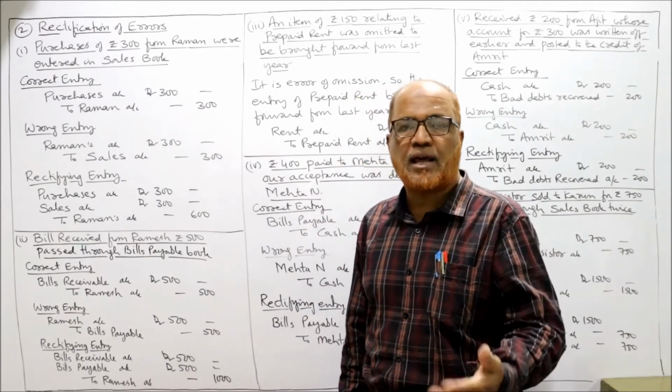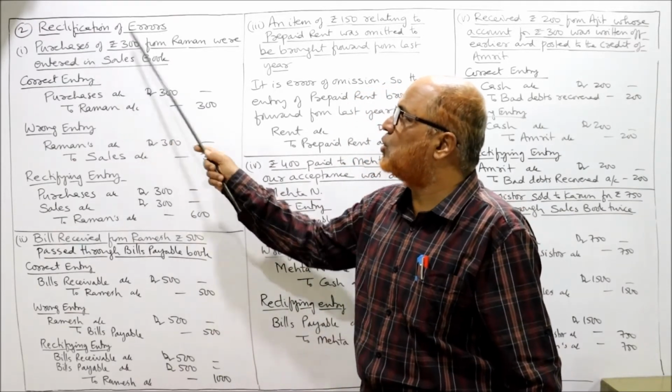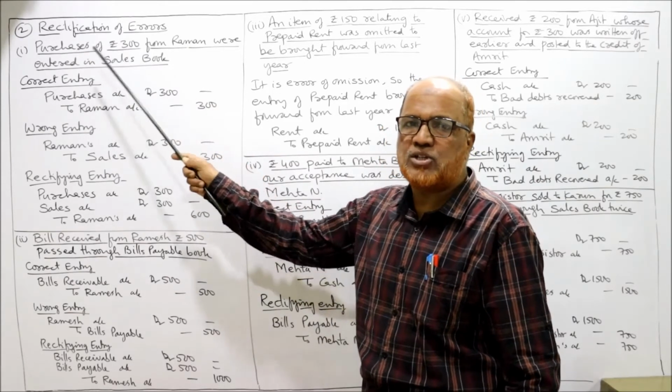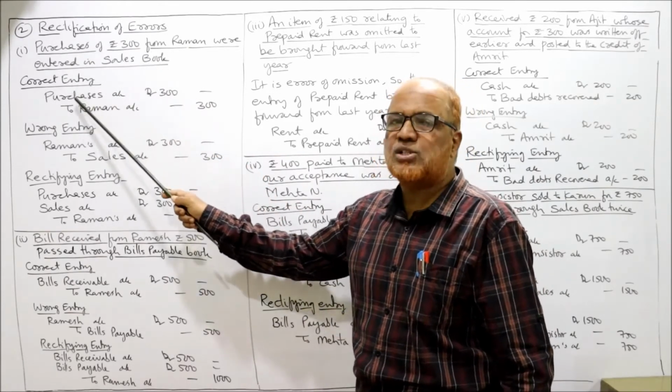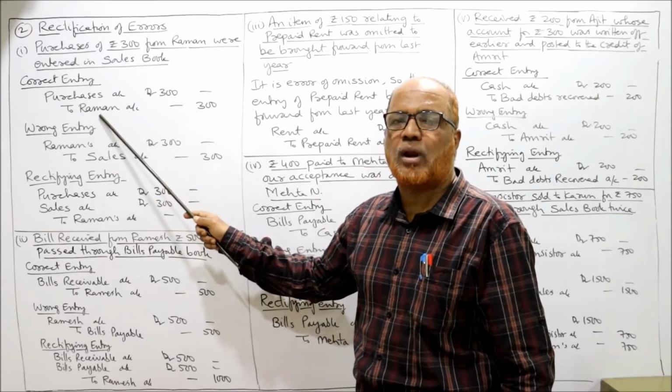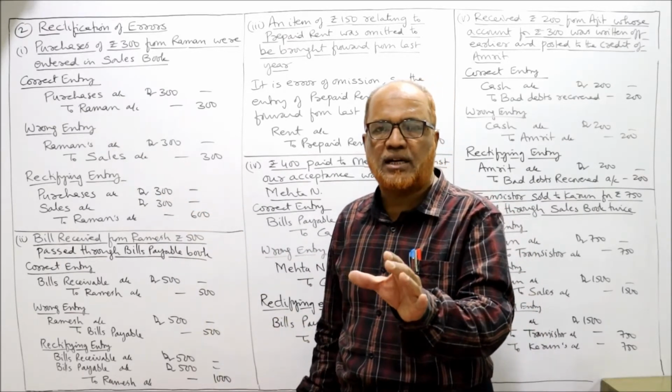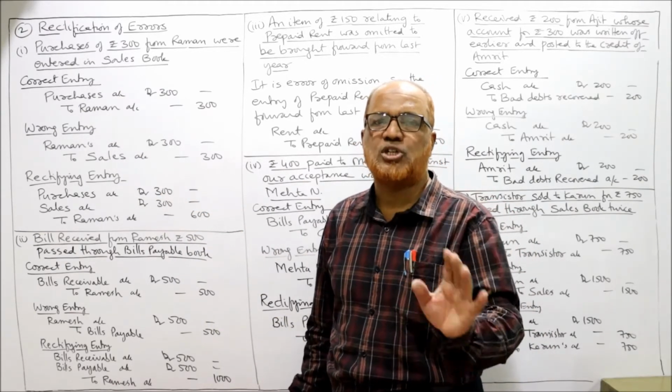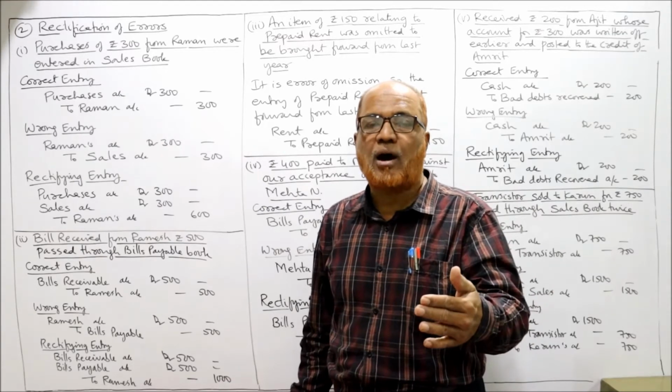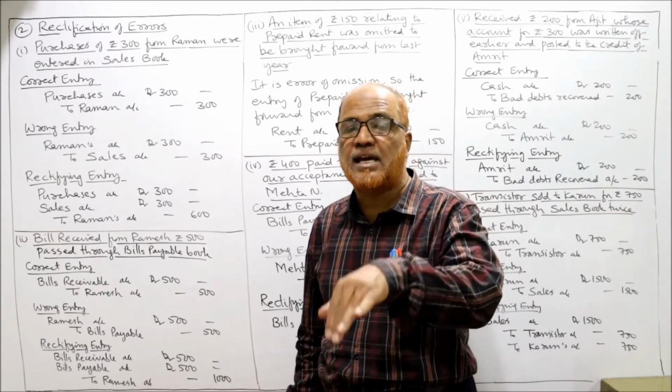So we'll find out what is the correct entry. When we purchase the goods from Raman, the correct entry is purchases account debit to Raman account. This is the correct entry if we record it in the purchase book. But by mistake the accountant has recorded it in the sales book.